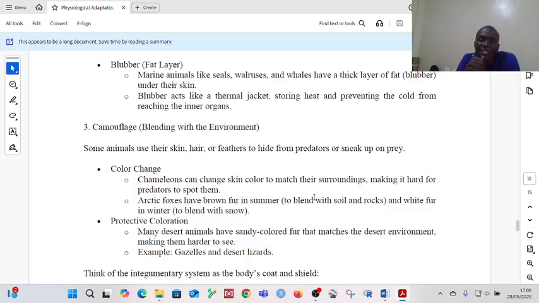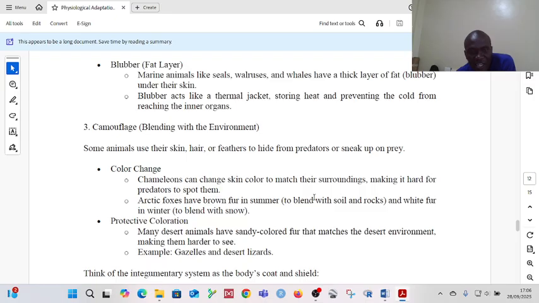One of the things is color change. We know of chameleons which keep changing their skin color so that it can match the surrounding. Once that happens, it becomes so difficult for the predators to spot these animals. Then you have some protective coloration that most of these animals will have. So many desert animals are almost colored like sand. So you can say they are sandy colored.